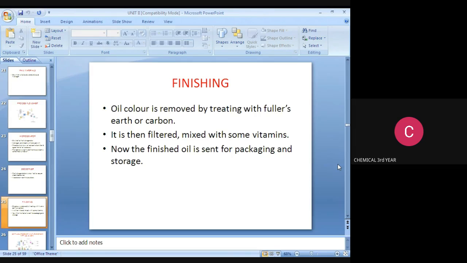The oil color is removed by treating with fuller's earth. How do we remove the oil colors in the oil industry? We are treating with fuller's earth or carbon. Treating with fuller's earth or carbon removes the oil colors. It is then filtered and mixed with some vitamins. Now the finished oil is sent to the packing and storage section.